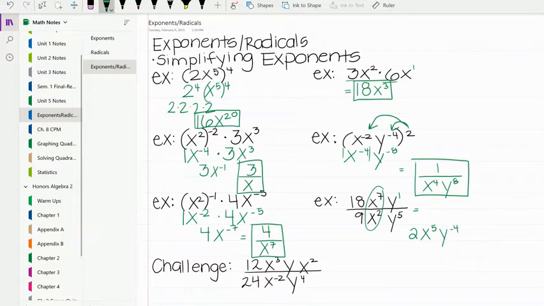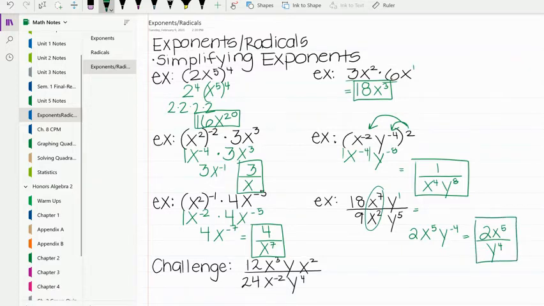Now this is almost looking good, except I can't have that negative exponent. So I'm going to move it to the bottom and make it positive, and the rest of it stays on top because it doesn't have any negative exponent.